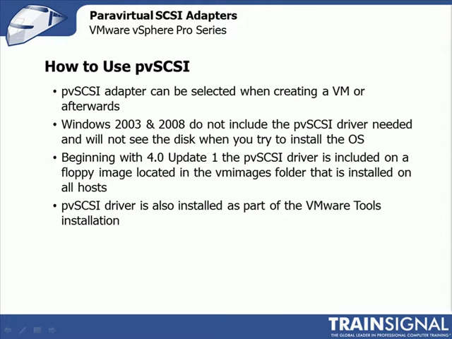You can add a PV-SCSI adapter either when creating a VM or afterwards. To add one when you create a new VM, you must choose the custom wizard type. You must also choose Virtual Machine Hardware version 7.